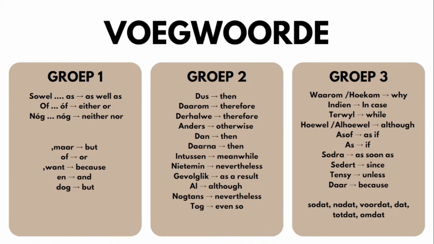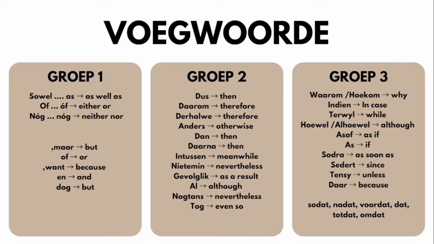So in Afrikaans, voegwoorde are divided into three groups: groep 1, groep 2, groep 3. I think this is the best way to study this, because as they are divided into these three groups, they are also divided into what you need to do every time you run into a particular conjunction or voegwoord. They are also translated into English, but honestly, I don't think it's necessary for you to know exactly what they mean.